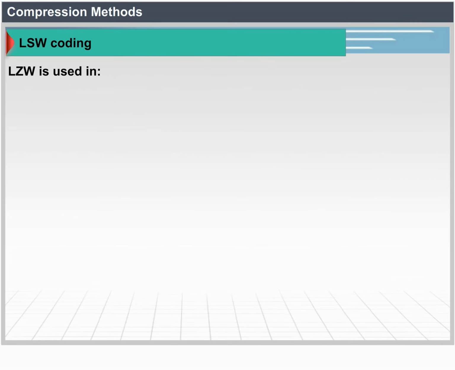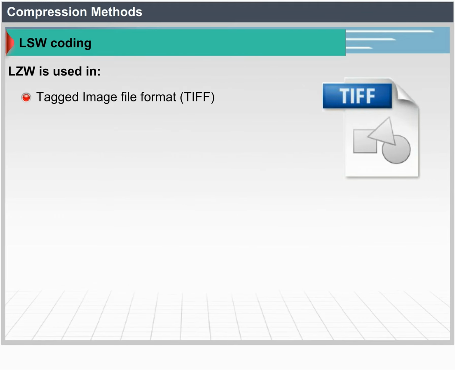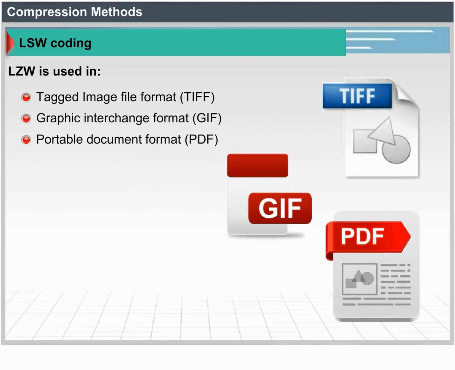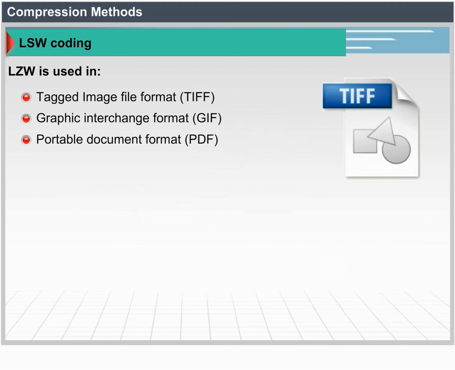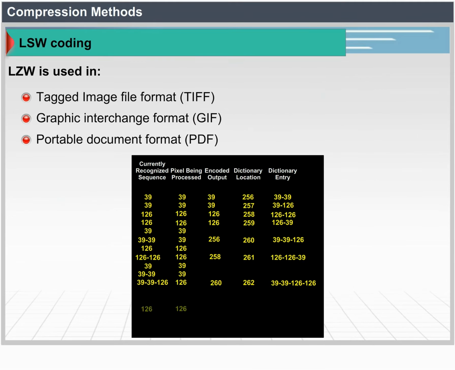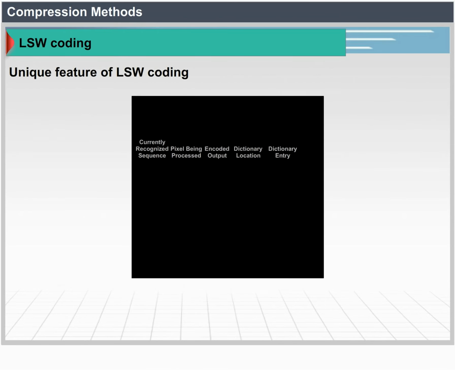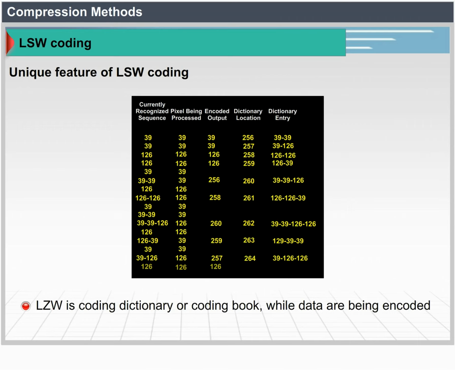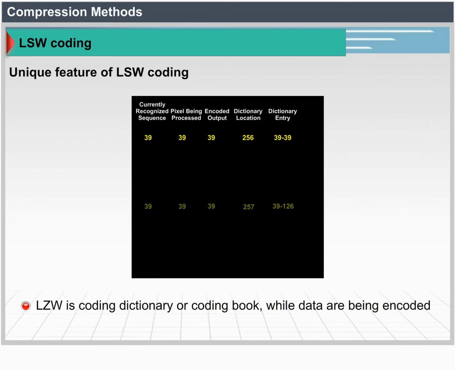LZW is used in Tagged Image File Format (TIFF), Graphics Interchange Format (GIF), and Portable Document Format (PDF). The tabularized procedure for LZW coding can be seen on the screen. A unique feature of LZW coding is that the coding dictionary or coding book is created while data are being encoded.